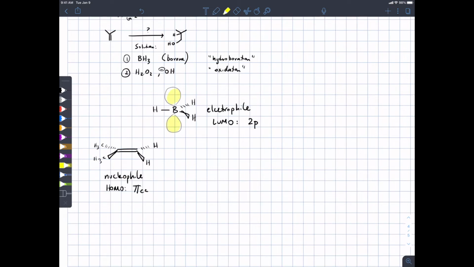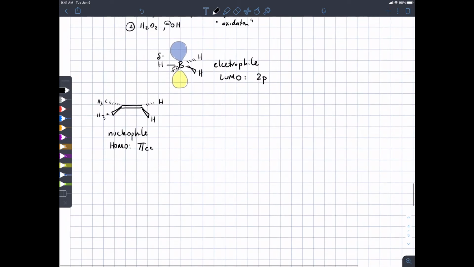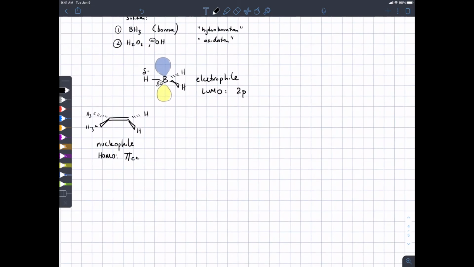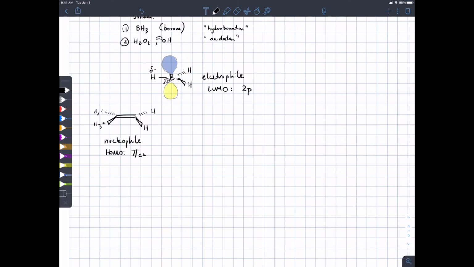Another useful thing to know about boron is that its electronegativity is actually less than that of hydrogen. So you'd expect a little bit of delta minus on the hydrogen and a little bit of delta plus on the boron. And that's important for determining the regioselectivity of this reaction.